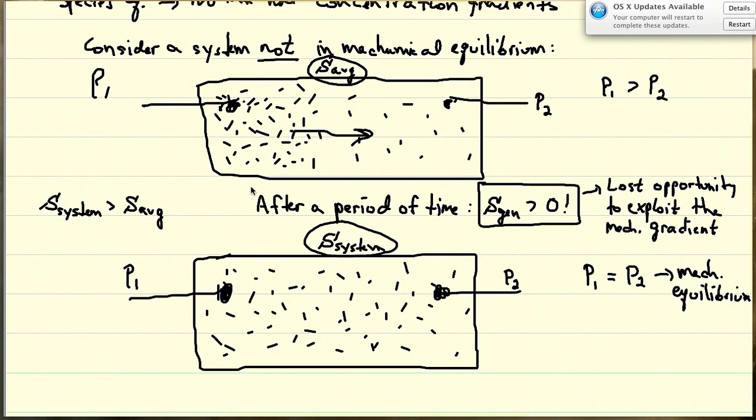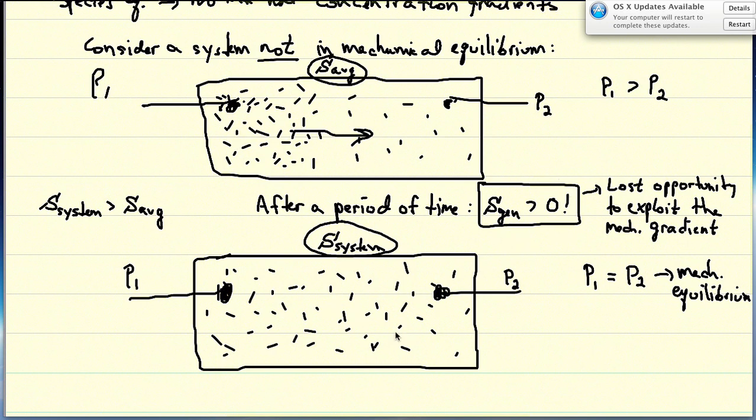I could have invented some device that I stuck in between these two regions in my system that exploited that flow of energy and converted it into useful work as I went from high concentration to low concentration in that gradient. But I didn't do that. I didn't take advantage of that gradient, and the system naturally dissipated the gradient on its own. That's this concept here, that entropy generation is always greater than 0.